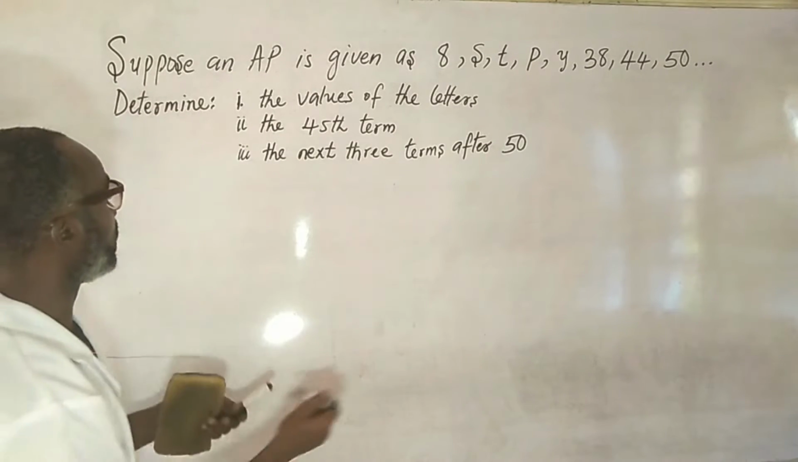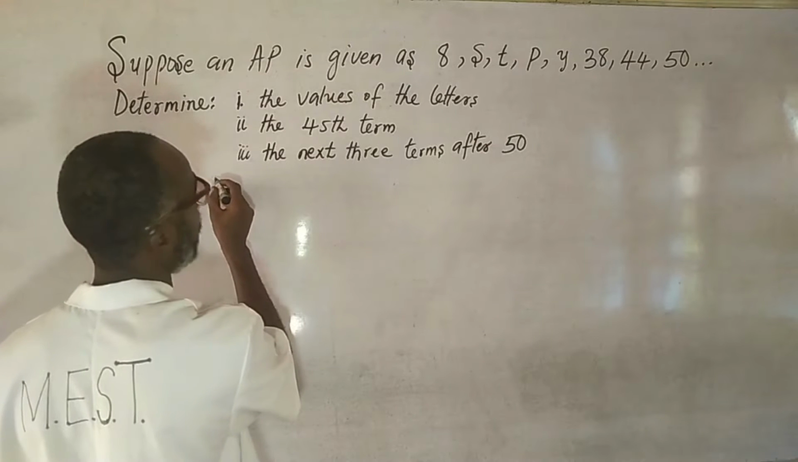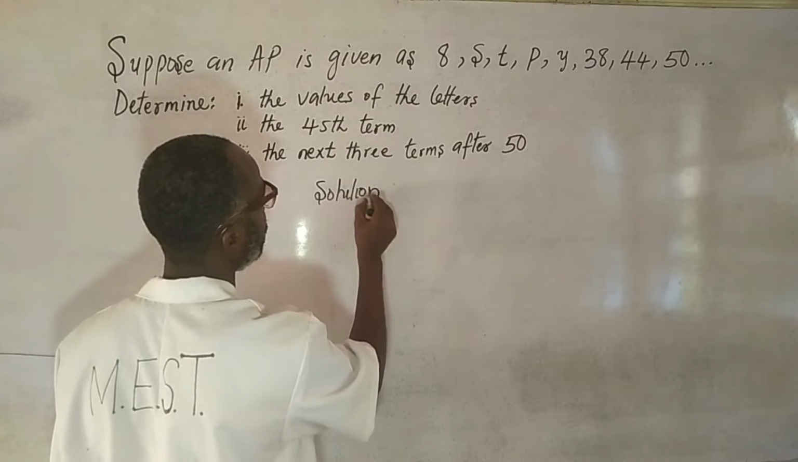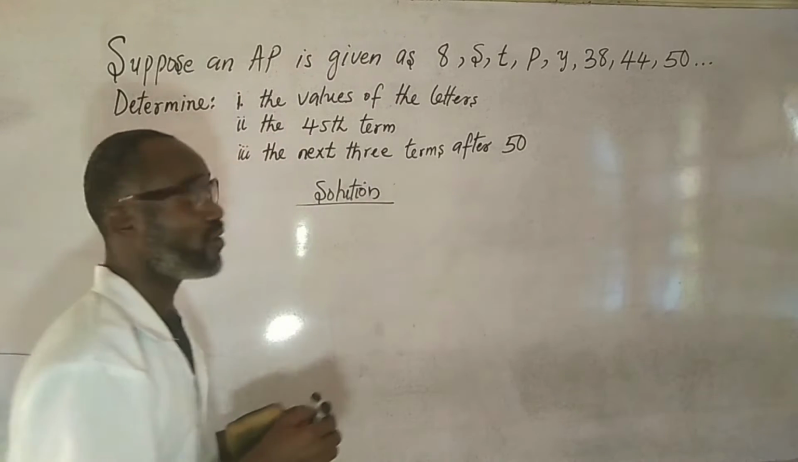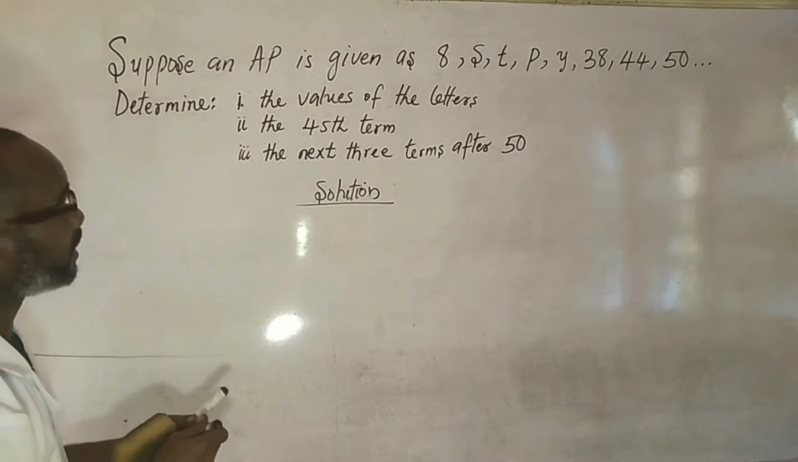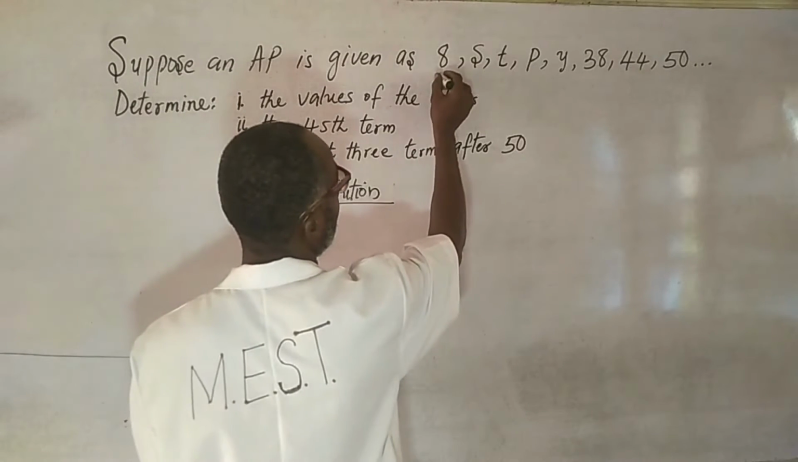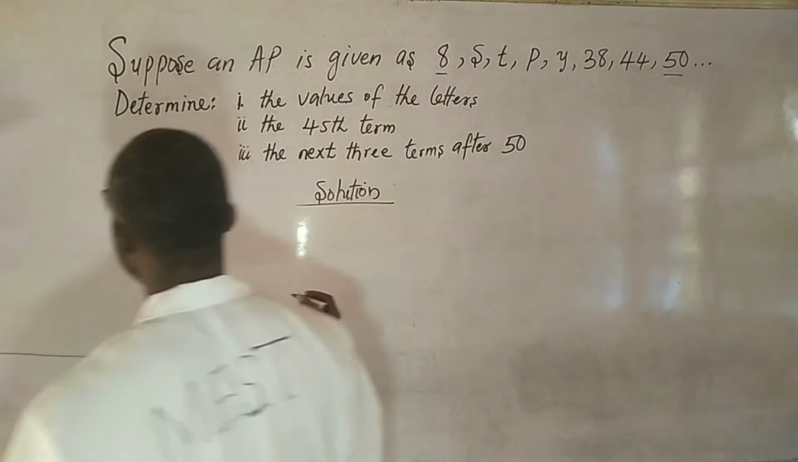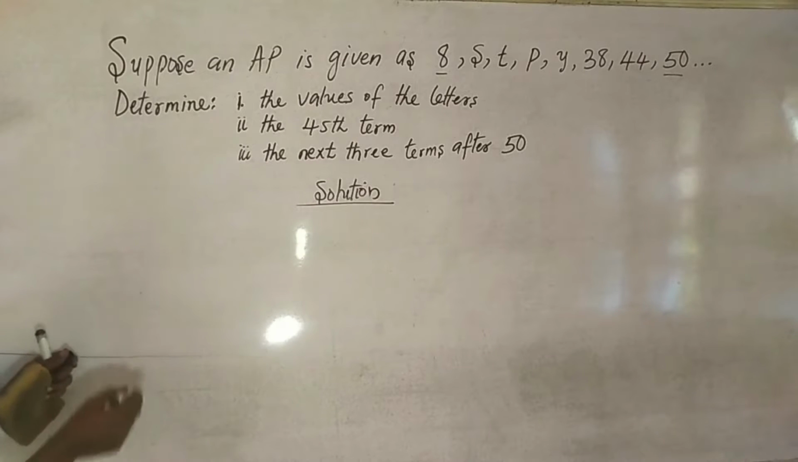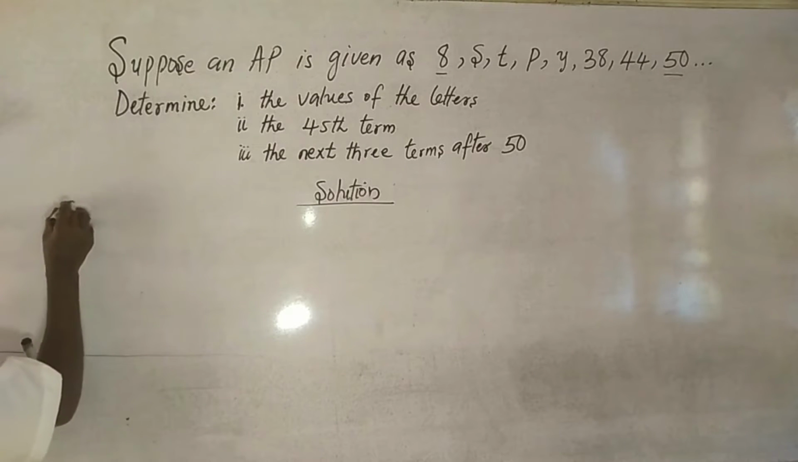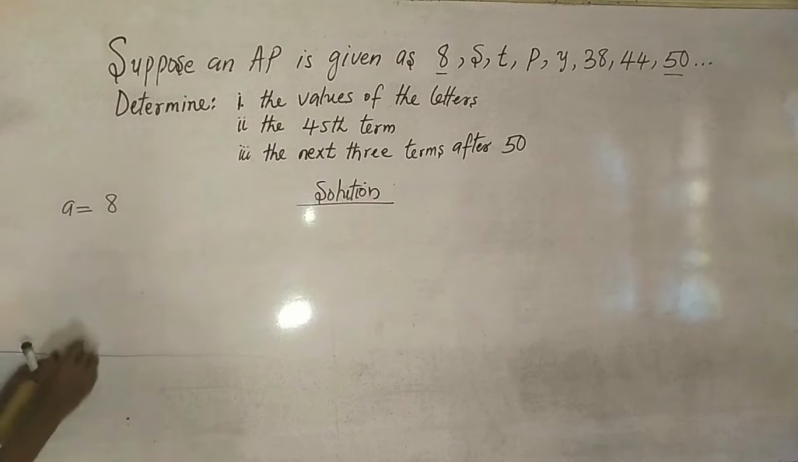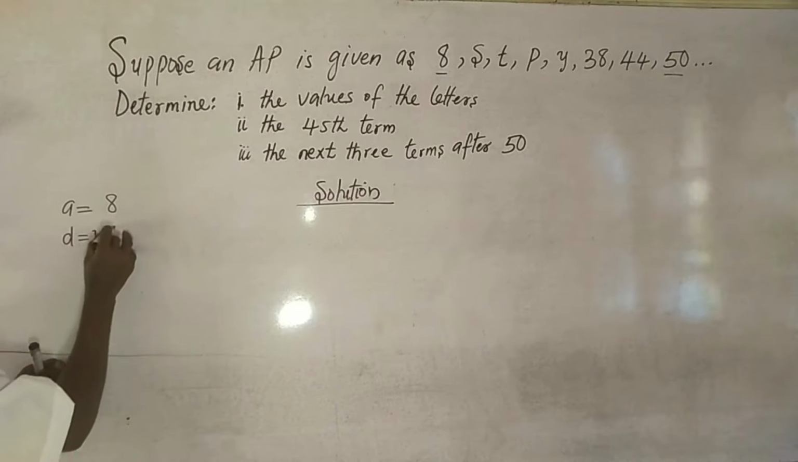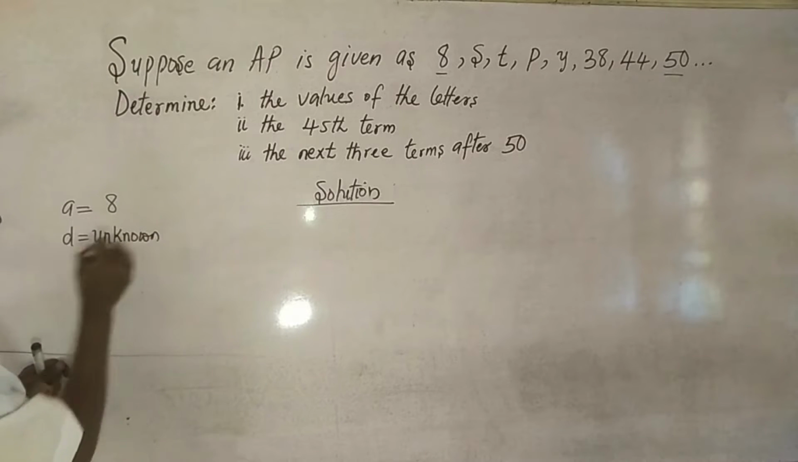So what we need to do here, first of all, we begin to write by solving, stating our solution clearly, what we want to do, okay? So let's not forget that the first term here is 8. That's the first thing. And the last term here is 50. So we take that into consideration, right? The first term, A, is equal to 8. We don't know the common difference. Common difference is unknown. We need to find this.